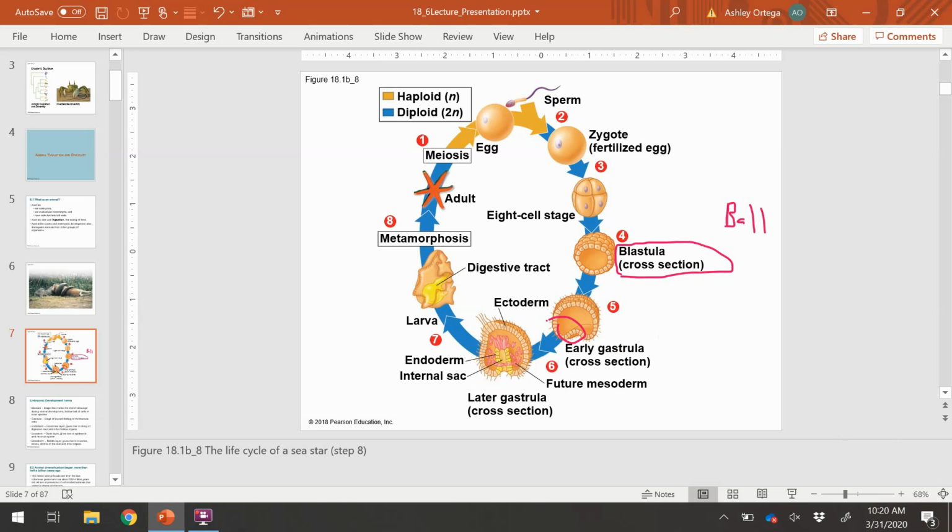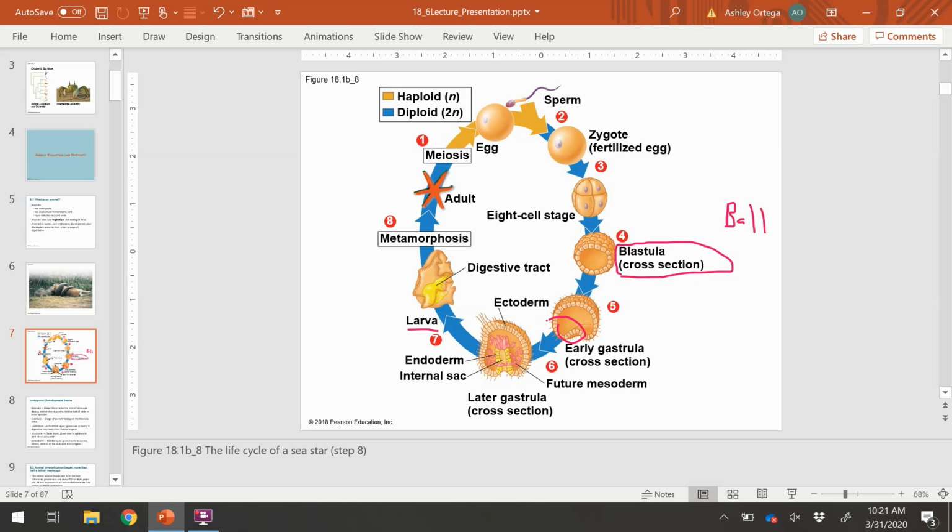And so gastrulation is coming from the gastrula, which is a ball of cells that is going to have more than one layer. And you can see that in the later gastrula cross-section here. There's development of different dermal tissue that we'll see, and then some internal sac there. And then as that develops, it will then go into what we'll call larva.